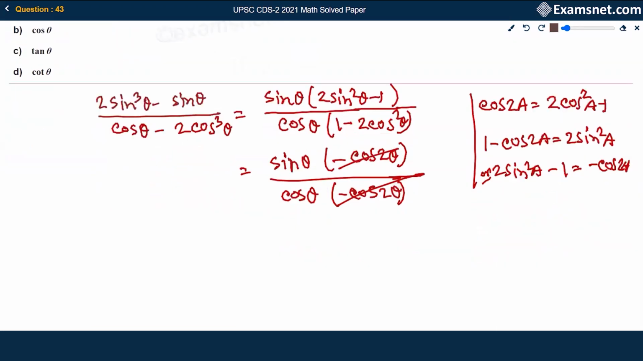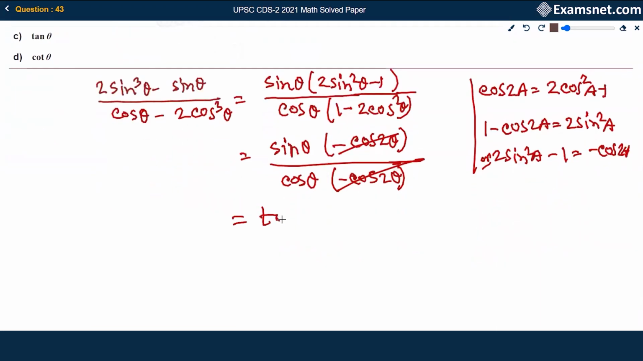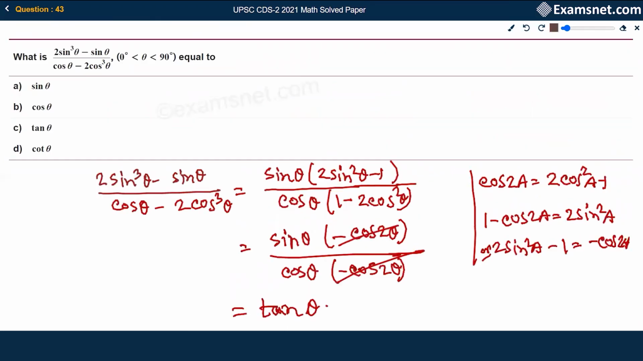We will get tan theta. So here tan theta is the answer. If we simplify the given expression, we will get tan theta. Option C is the correct answer here.